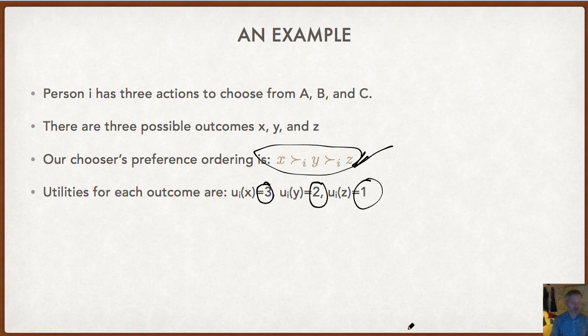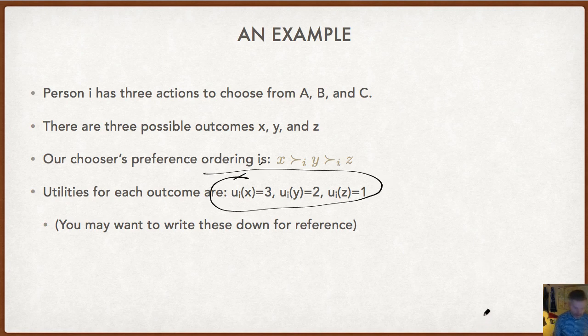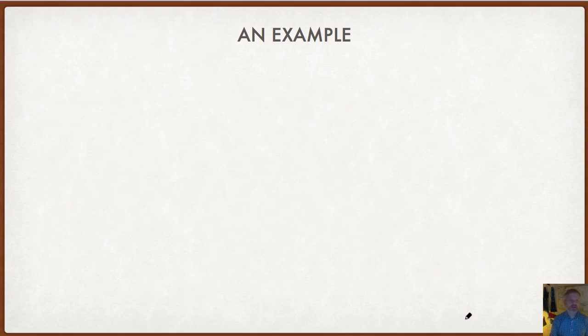If you're constructing a model, you would have to pick numbers that you think are useful for your model. Let's say that 3 is the utility person I gets for X, 2 is the utility they get from outcome Y, and person I gets a utility of 1 for outcome Z. You may want to write these down for future reference so you don't have to keep rewinding and coming back. All right, so now let's talk about their beliefs.